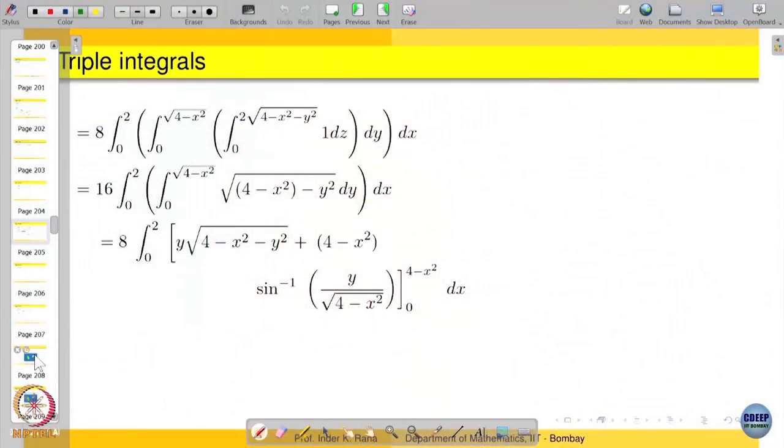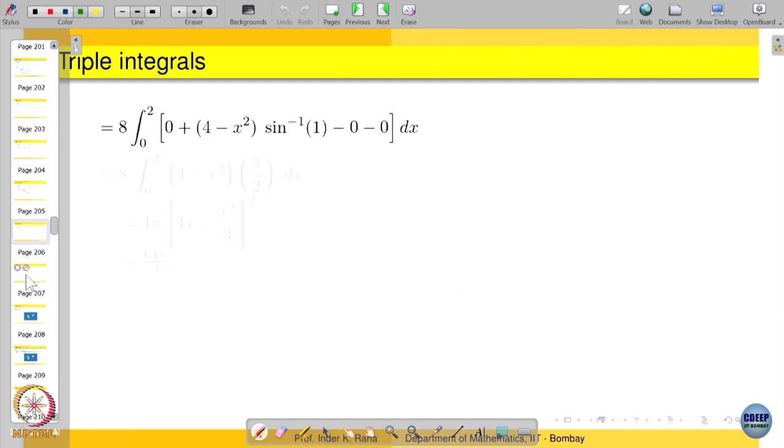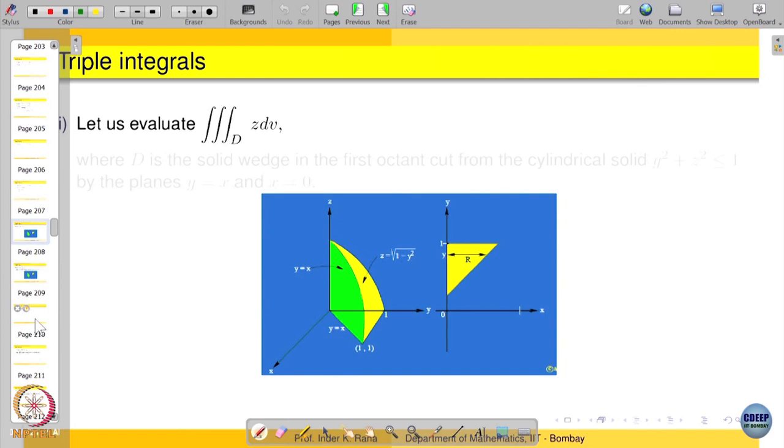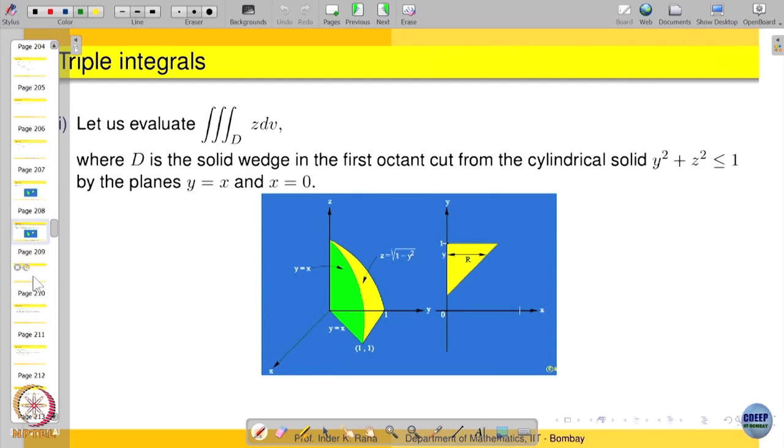So, where we were, you can integrate all that and finally your answer comes out to something. Let us not bother about the sine inverse and all that, okay. Let us look at this. Let us find out what the integral of z dV is, where dV, in short, is the small volume element, the same as dx dy dz, and D is the solid wedge in the first octant.